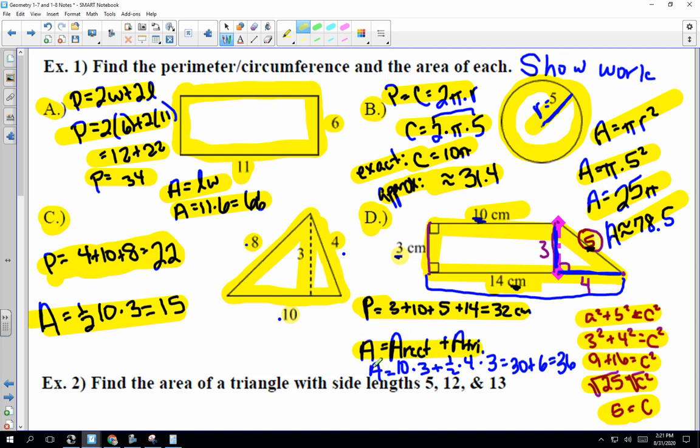Our area, we knew that it was the area of the rectangle plus the area of the triangle. So we said 10 times 3, which is length times width, plus 1/2 base times height, which is what our triangle one is, which gave us 30 plus 6, or 36. Okay.